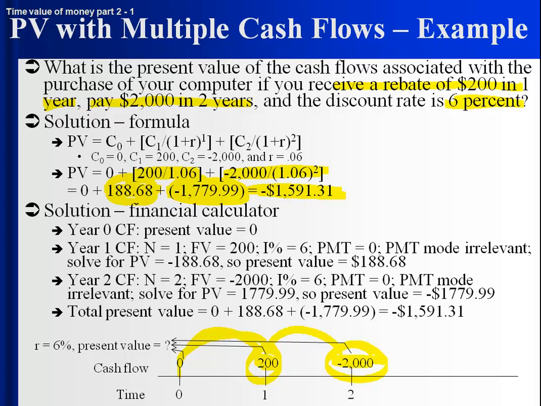If you want to use the financial calculator, in 1 year you'll get 200, so FV is plus 200. Solve for PV and you get negative 188.68. So the present value of getting 200 in a year is the opposite of that. In 2 years you're going to pay 2,000. Notice negative 2,000. Solve for PV and you get a positive number, so the present value of a cash flow of negative 2,000 in 2 years is the opposite of that. Add them up and you get 1591.31.